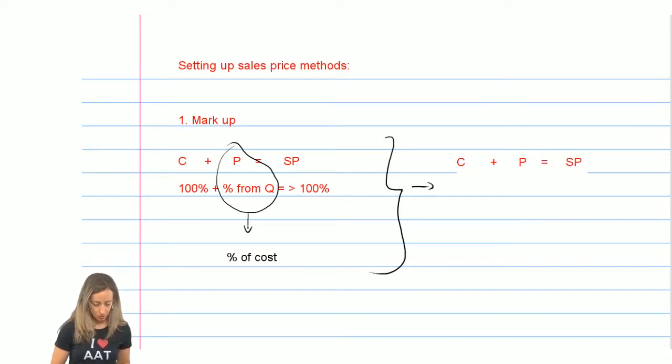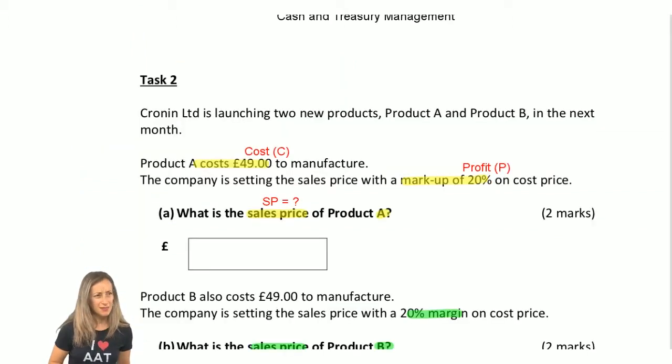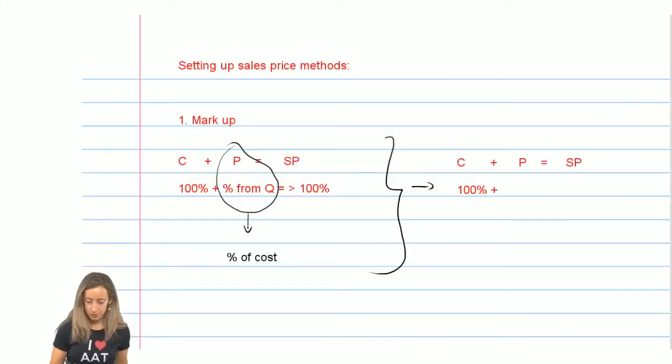and then the cost being 100% plus the profit being whatever percentage. So what percentage did we have here? Let's have a look in our question. Was it 20%? That's what I seem to remember. 20% profit, we were told, was 20%. There you go, on the cost. So let's go back here. Profit is 20% of cost.